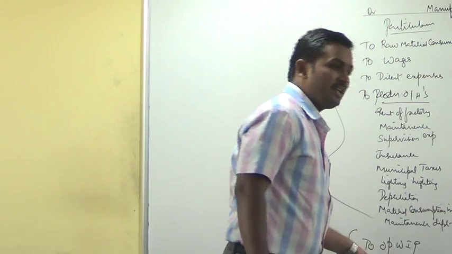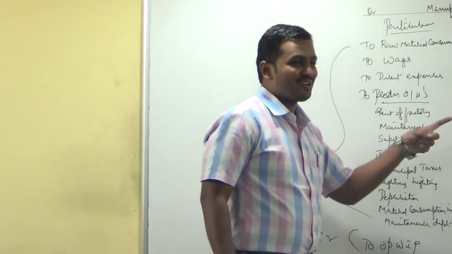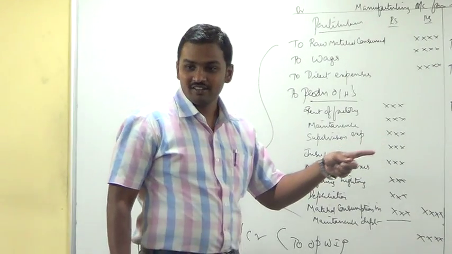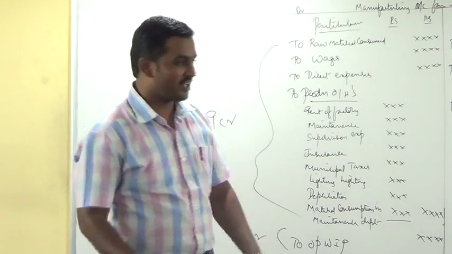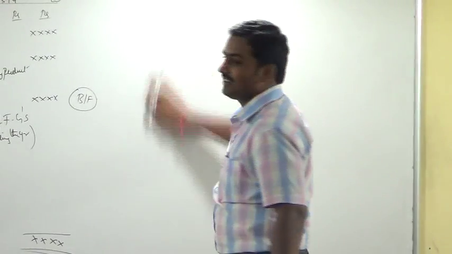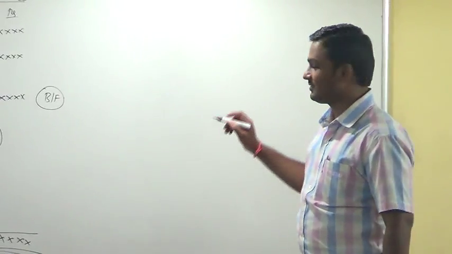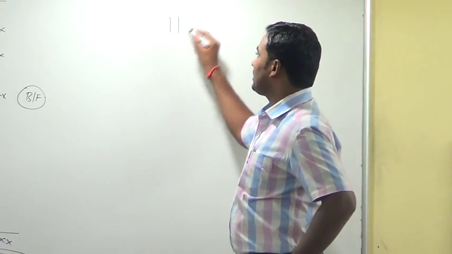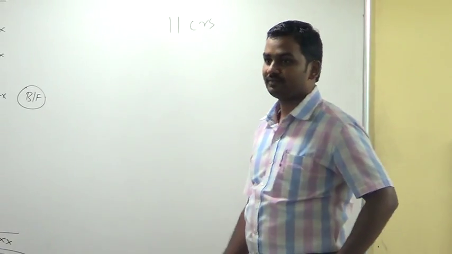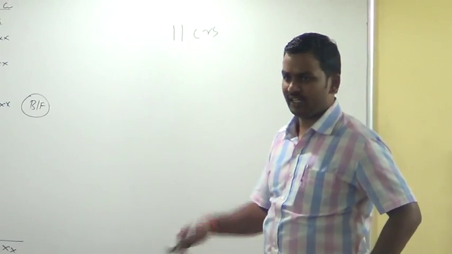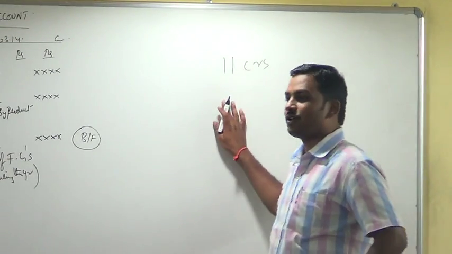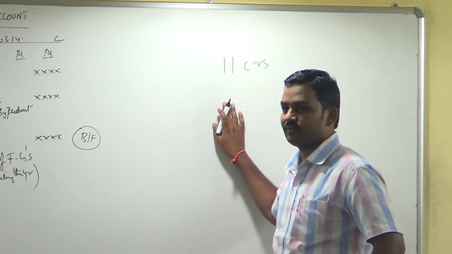Now, if opening work in progress is debited, closing work in progress should be automatically credited. Yes or no? Yes. If you don't agree, I'll give you an example for that also. Listen to me carefully. Forget the last example. Some other example we will take. Suppose we have spent 11 crore rupees during the current year.